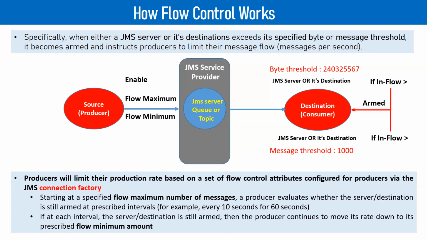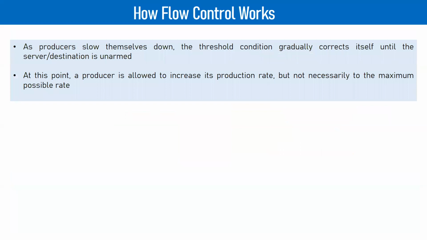If it is sending 500 messages and sees that the destination is still armed, it will try to send 400 messages, then 300 messages. So this is the way you can enable the flow control at the producer's level in the connection factory, and how this flow maximum and flow minimum capacity works. As producers slow themselves down, the threshold condition gradually corrects itself until the server destination is unarmed. As I said, my maximum capacity was defined as 500 for the flow control, and the minimum was defined as 100.